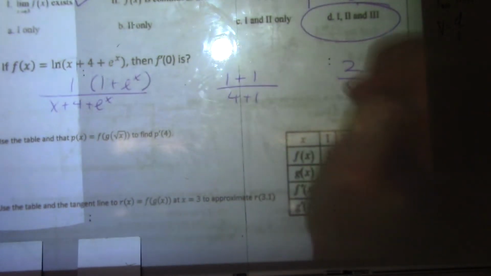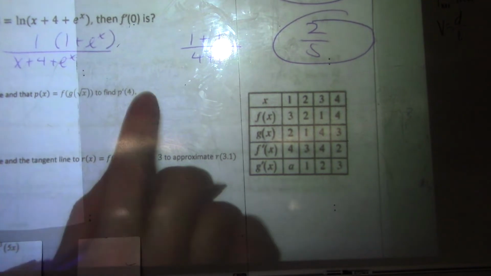Here, the derivative of natural log is 1 over the inside, leave the inside the same, then multiply by the derivative of the inside, which is 1 plus e to the x. Then at 0, that would be 1 plus 1 over 4 plus 1, so 2 over 5.